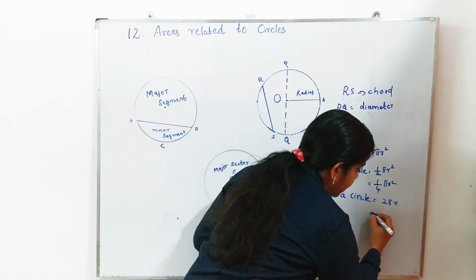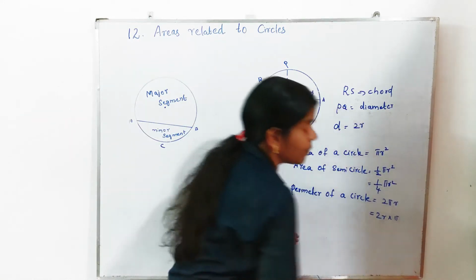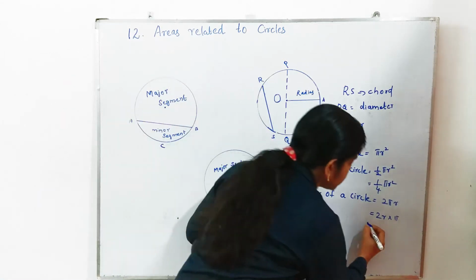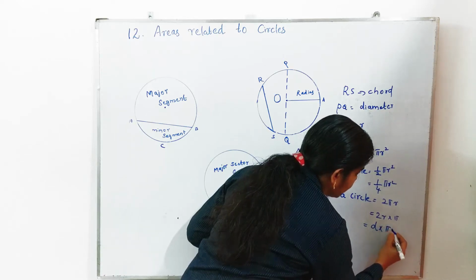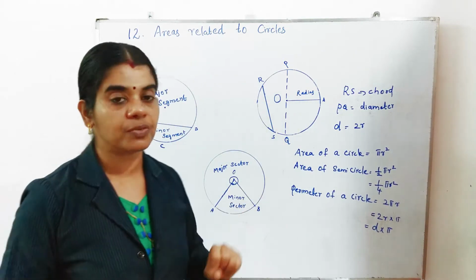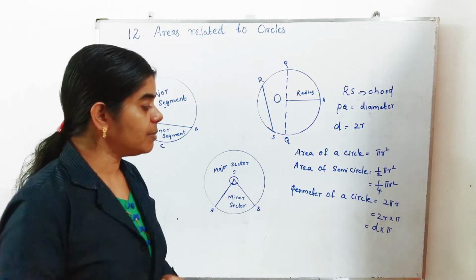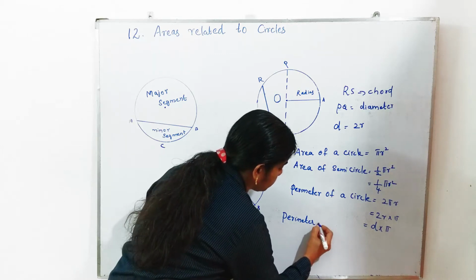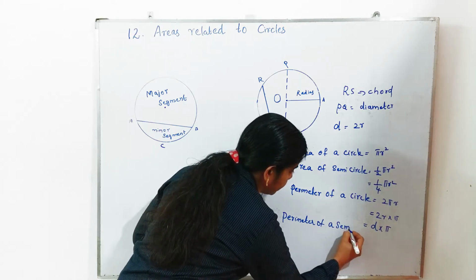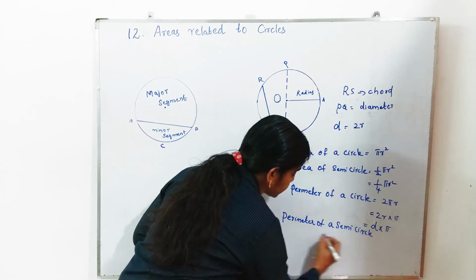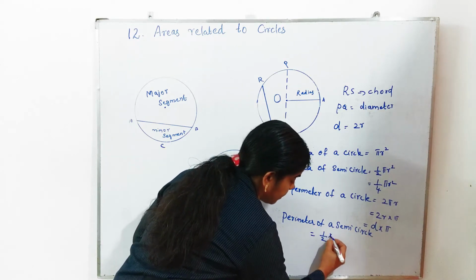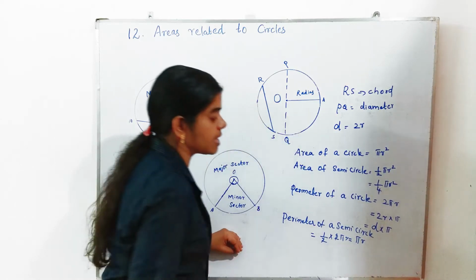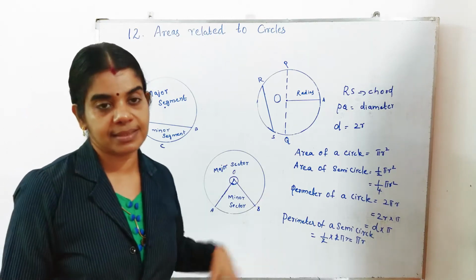If you take this 2r together and pi here, you already know that 2r is equal to diameter. So diameter into pi, also we get the perimeter of the circle. Like that, the perimeter of a semicircle or half circle is equal to half of 2 pi r, that will be pi r.